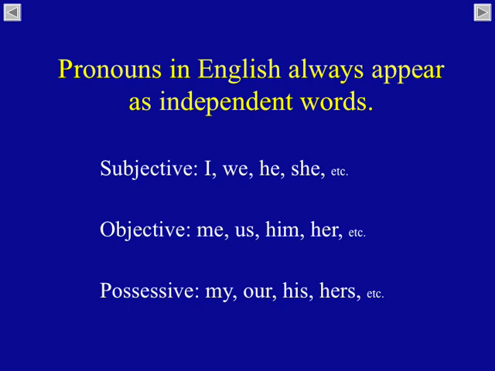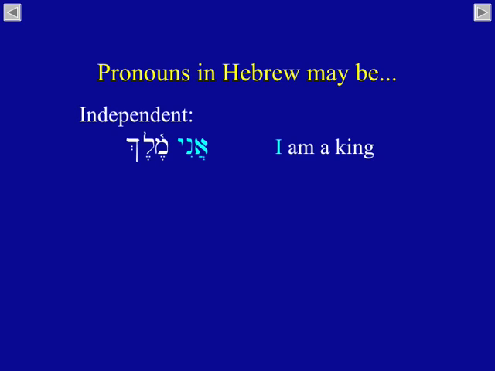Pronouns in English always appear as independent words, not as suffixes or prefixes or something similar. Pronouns in Hebrew may be independent. So, for instance, ani melech: I am a king. Ani is the first person singular subject pronoun. Ani melech. I am king.